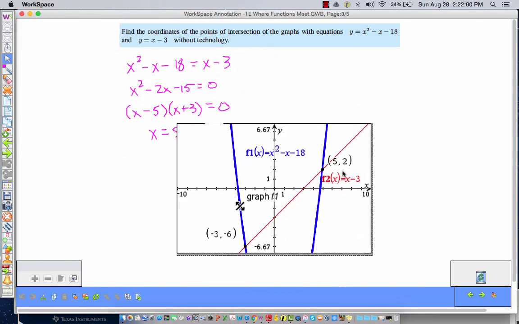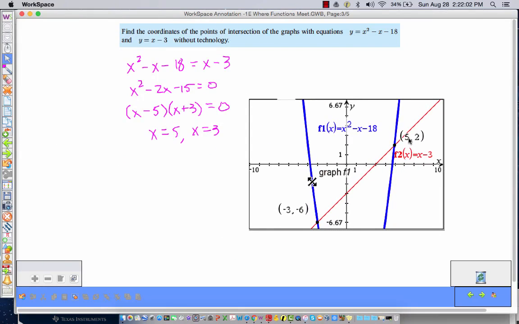Okay, so we got the same solutions, right? x equals 5 right there. x equals negative 3. So that should be negative 3. I hope you caught that before and were yelling at your video screen. So right there, okay? Same deal.